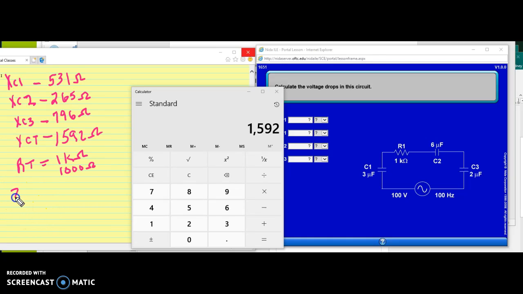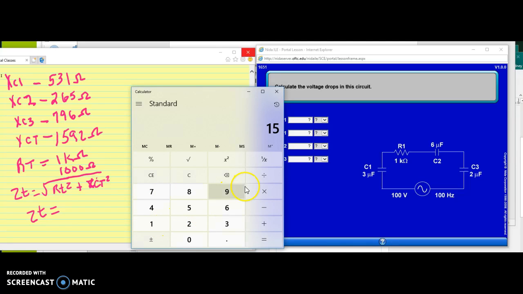And remember, that is ZT is equal to the square root of RT squared plus X of CT squared. So sorry for the little bit of confusion there. But basically, we got to square the 1592, add it to the square of the 1,000, and get our square root. And we're probably going to have to end the video on that. So I'm going to do that very quickly for us so we can end the video.